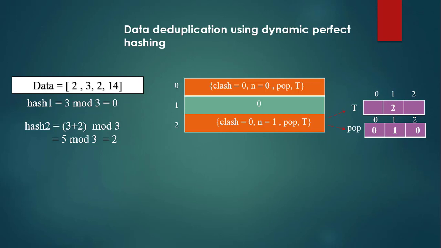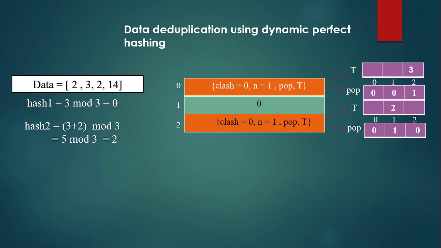First of all, we will do a primary hashing and find the main table part, and second of all, we will do the secondary level hashing and put our data in that. So 3 will be at index 0 in the primary level hashing, and in the second level hashing, it will be at index 2 in T, and the popularity count of index 2 will be 1. And now we have a repeated or duplicate data.